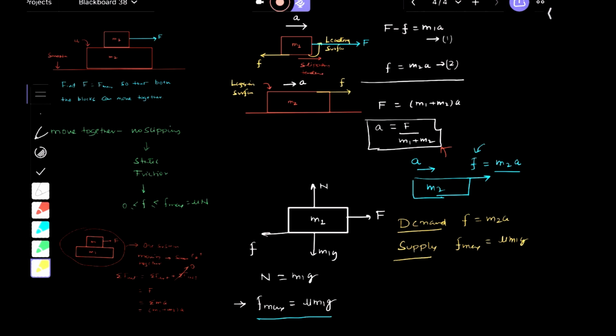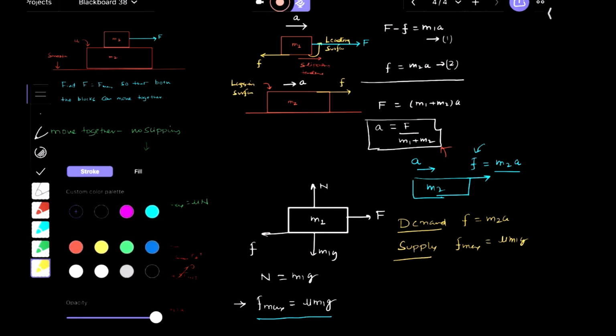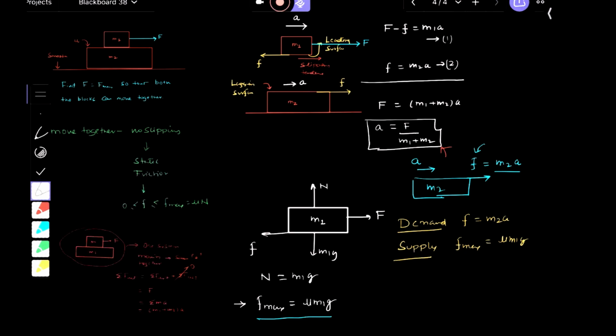Understood, no? So the condition for both of them to move together is that whatever friction force we need to act, it should be able to supply that much. So the friction force that we want it to have must be less than the maximum it can give. So M2 times A must be less than mu times M1G.